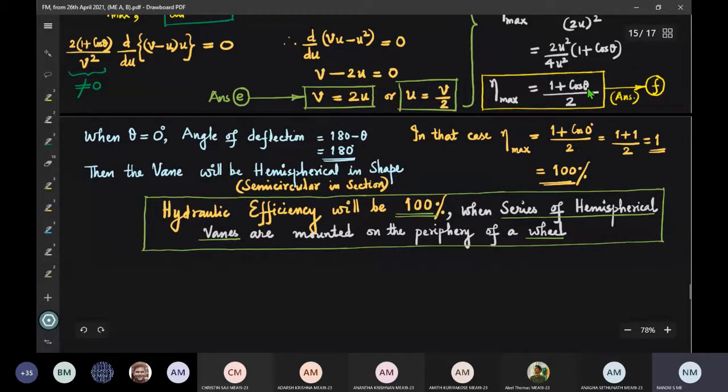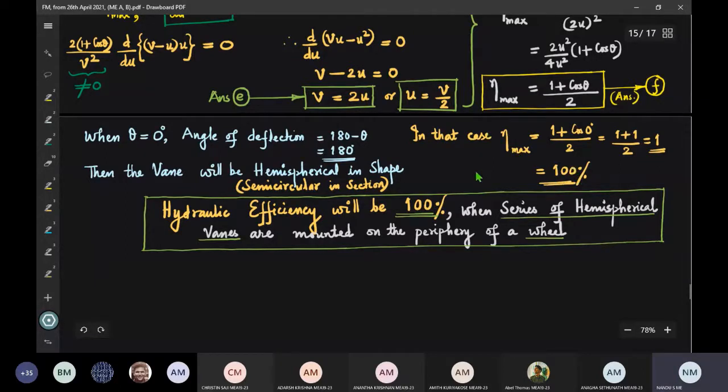When theta is equal to 0, the vane will be hemispherical in shape and semicircular in section. When theta is equal to 0, the angular deflection is 180 minus 0, that is 180 itself. So when theta is equal to 0, cos theta is maximum. So (1 plus cos 0) by 2 is (1 plus 1) by 2, that is equal to 1. When you convert that into percentage, into 100, you will get 100%.